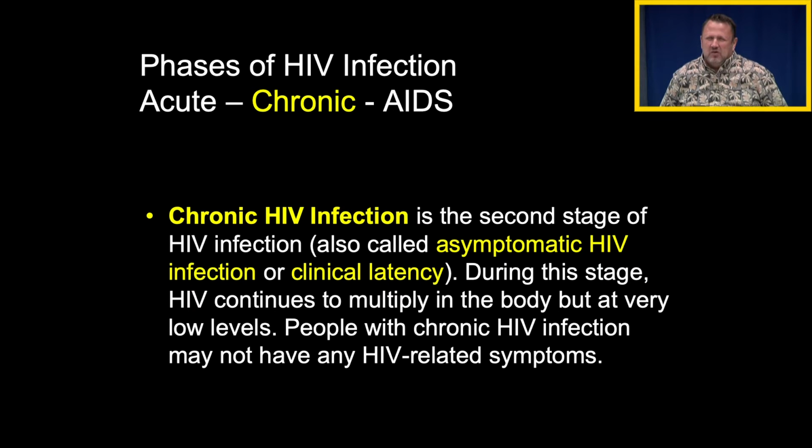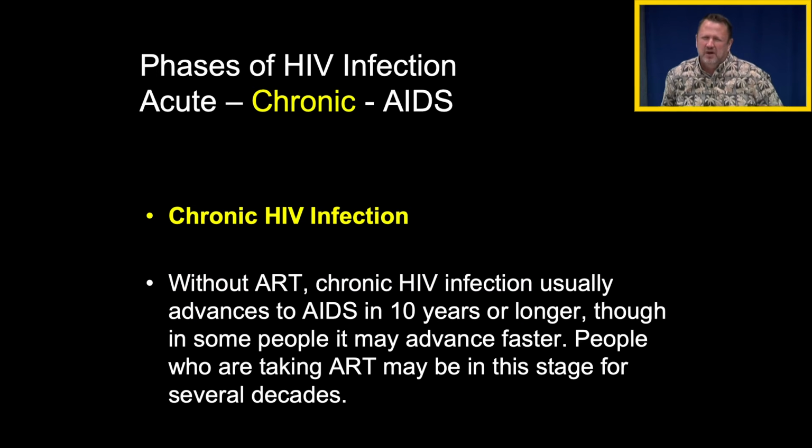After the acute phase is the chronic phase, chronic HIV infection. The second stage of HIV infection is also called the asymptomatic HIV infection, also called clinical latency. You'll see the latent phase. And so during this stage, the HIV virus will continue to multiply in the body, but at much lower levels than the acute phase. In people with chronic HIV infections, they might not have any HIV-related symptoms at all. And so that's why they call this latency, kind of a hidden infection where they have HIV, but they have no symptoms whatsoever. However, they can still pass this virus on to other people.